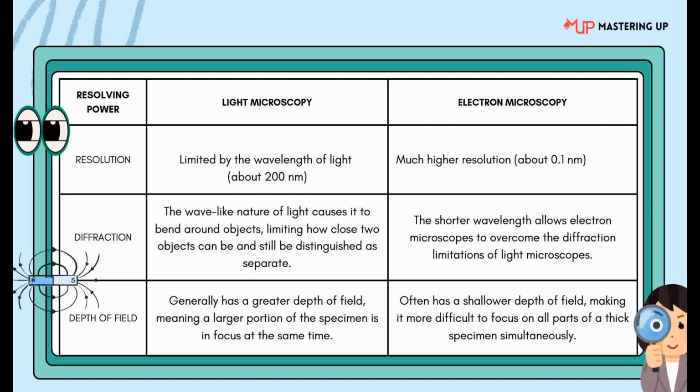Depth of field. Generally, light microscopy has a greater depth of field, meaning a larger portion of the specimen is in focus at the same time. Electron microscopy, on the other hand, has a shallower depth of field, especially transmission electron microscopy, making it more difficult to focus on all parts of a thick specimen simultaneously.